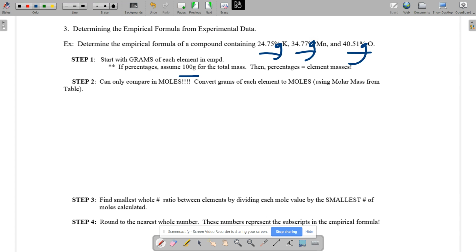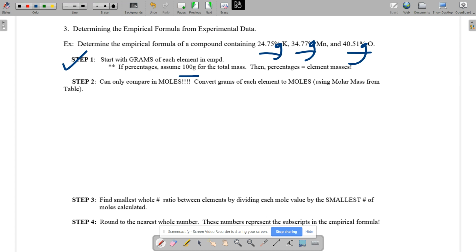You don't have to assume 100 grams. You could assume 1 gram, 10 grams, 72.89 grams. It doesn't matter. You just have to take those percentages and get those mass values. Okay? So that's step one. Sometimes they give you percents, like in this example. Sometimes they just give you the gram values, and you can skip step one. So that's fine.